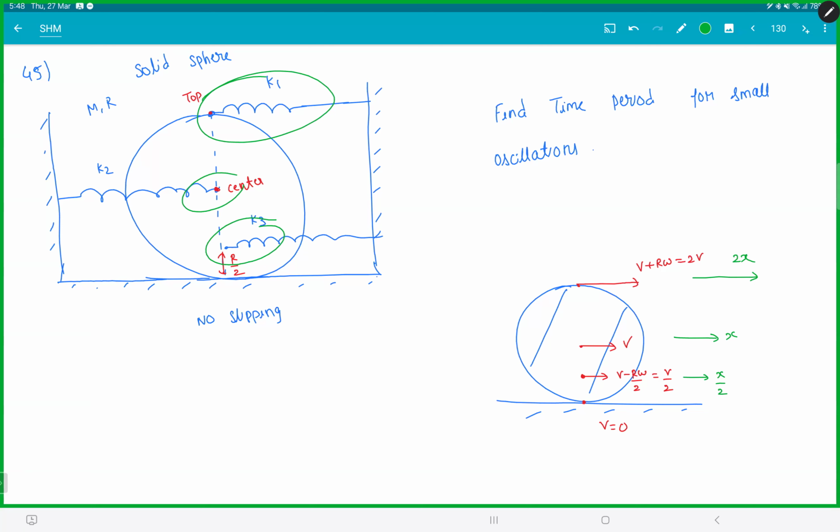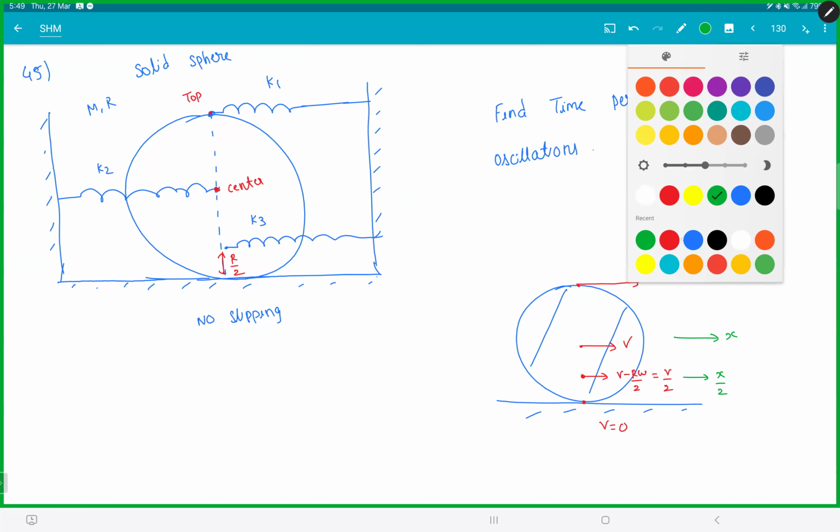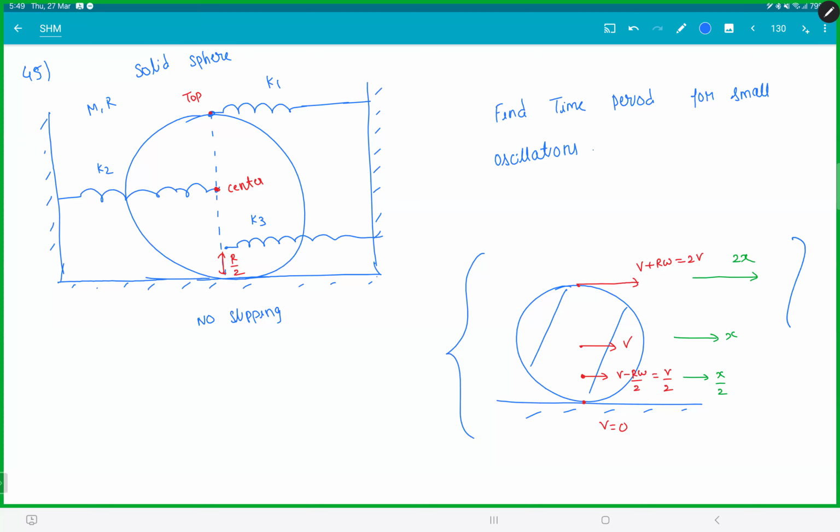You can do this because the oscillations are small, or else the spring will bend and this point will come here. We don't want to get into that one. Is this clear? I hope. That comes from the no slipping condition. Now try. So we start with that problem.